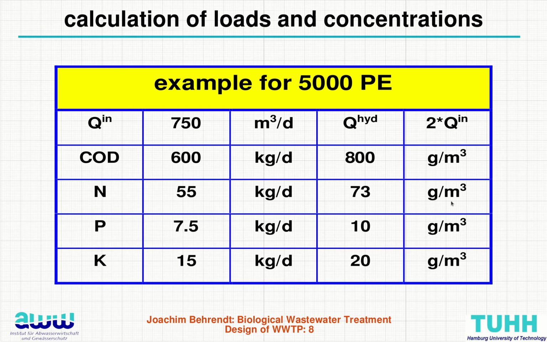And finally we have in the range of 73 grams per cubic meter ammonia N or organic N in the inflow, and 10 grams per cubic meter P and 20 grams per cubic meter potassium. Finally, besides the pollution load, we also have to consider the hydraulic water flow. And if we have, assuming in this case, a wastewater-only sewerage system, separated, so that the rainwater is not coming in, we have here to calculate with a hydraulic volume flow which is much higher, 2 times the inflow, which is quite normal for this case.